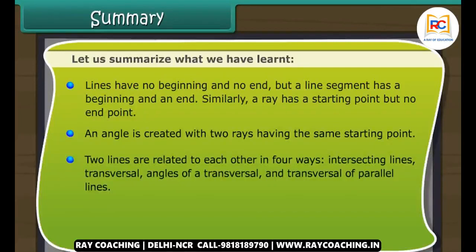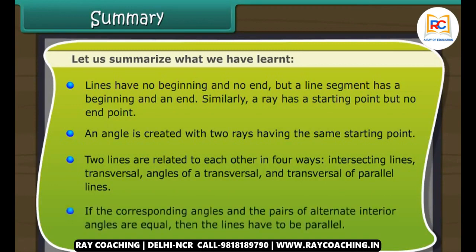Two lines are related to each other in 4 ways: intersecting lines, transversal, angles of a transversal, and transversal of parallel lines. If the corresponding angles and the pairs of alternate interior angles are equal, then the lines have to be parallel.